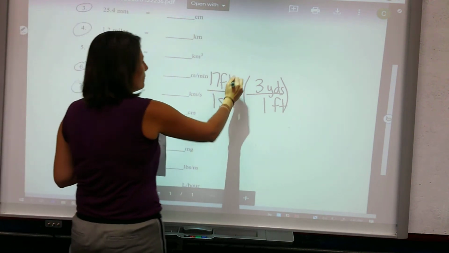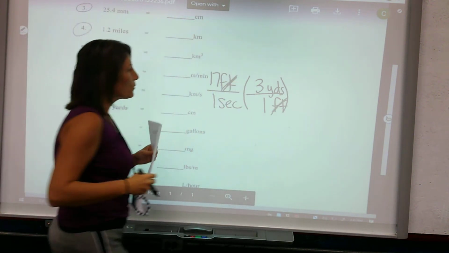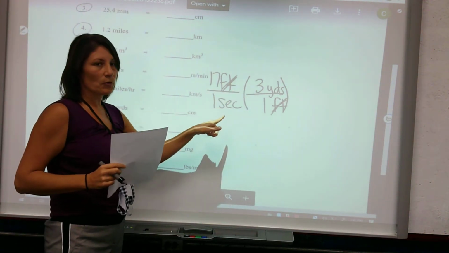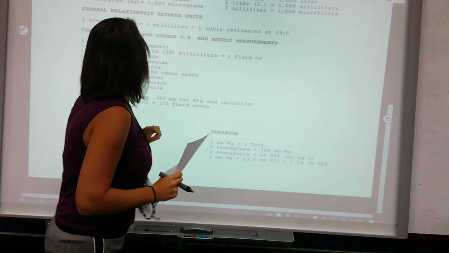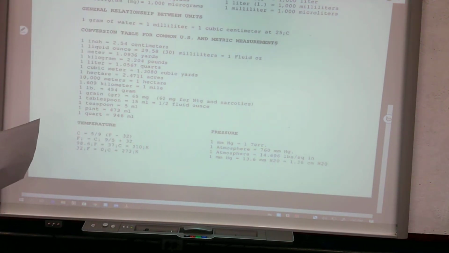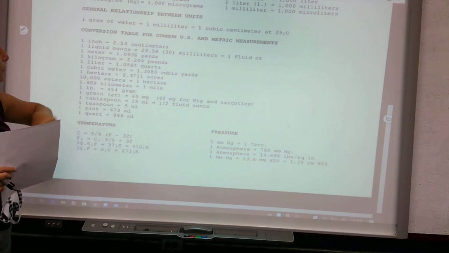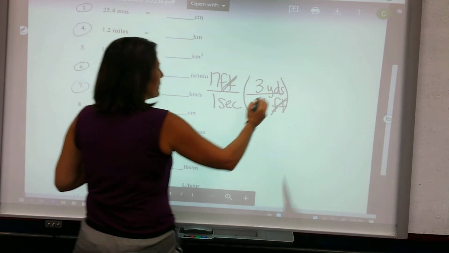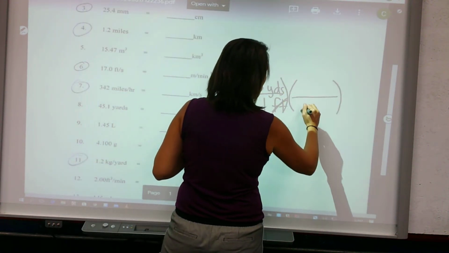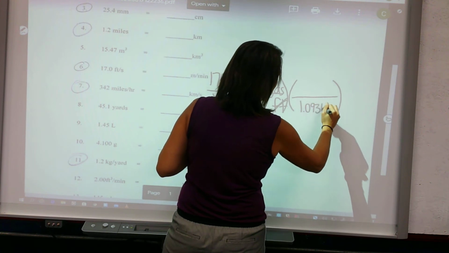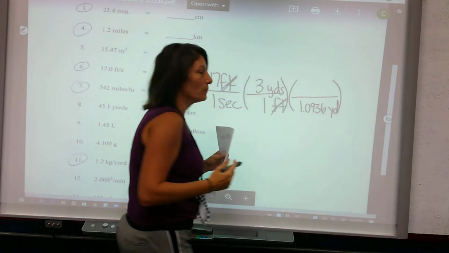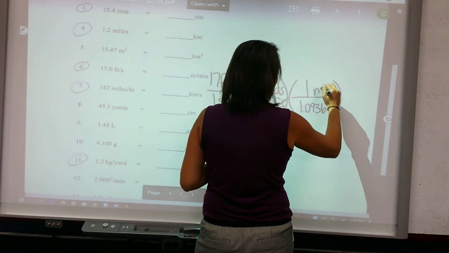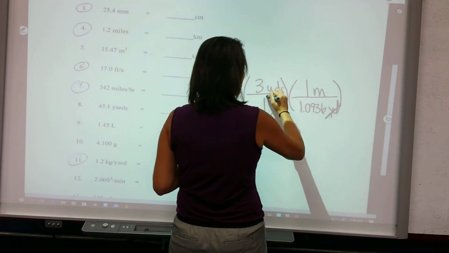So right now, I'm going to cancel that out. And if I were to solve for this problem right now, my answer would be in yards per second. But let's look here. We have yards to meters, I believe. Yes, 1 meter equals 1.0936 yards. So I'm going to put 1.0936 yards on bottom because I need that to cancel out, and that is in 1 meter. Okay, so my yards are gone.